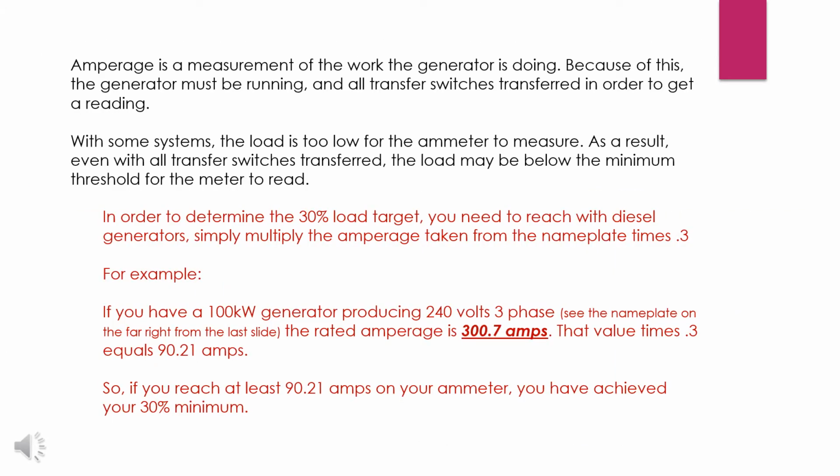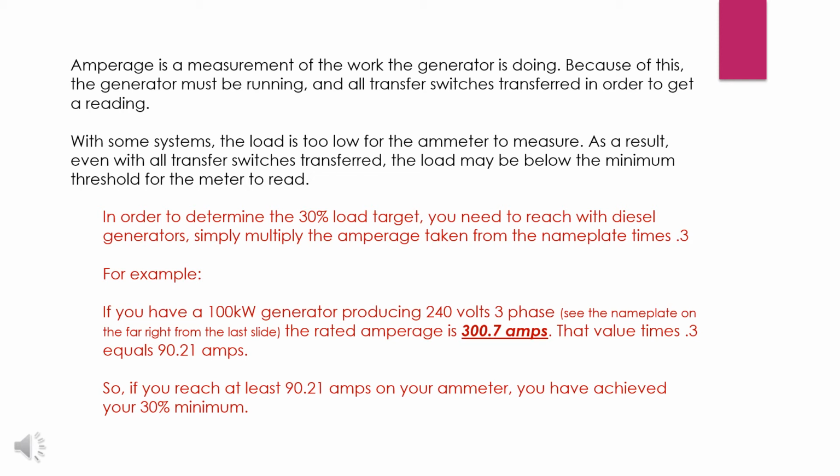Amperage is a measurement of the work the generator is doing. Because of this, the generator must be running, and all transfer switches must be transferred in order to get a reading. With some systems, the load is too low for the ammeter to measure. As a result, even with all transfer switches transferred, the load may be below the minimum threshold for the meter to read.